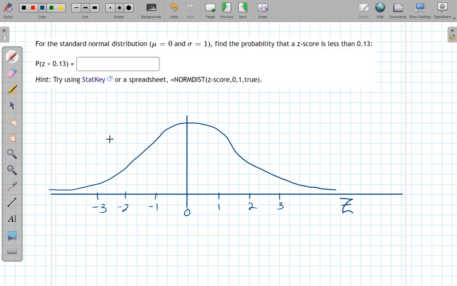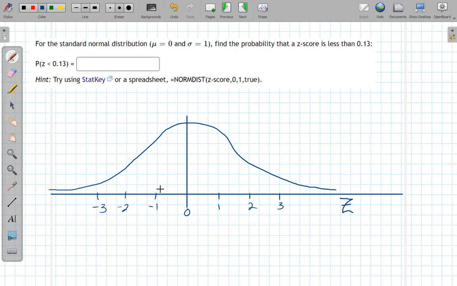So here we have a normal distribution, and a standard normal means we're working with z-scores. The mean is 0, and a standard deviation is exactly 1 unit. So 1, 2, 3 standard deviations to the right is a z-score of 3. A z of -1 is a standard deviation of 1 to the left.